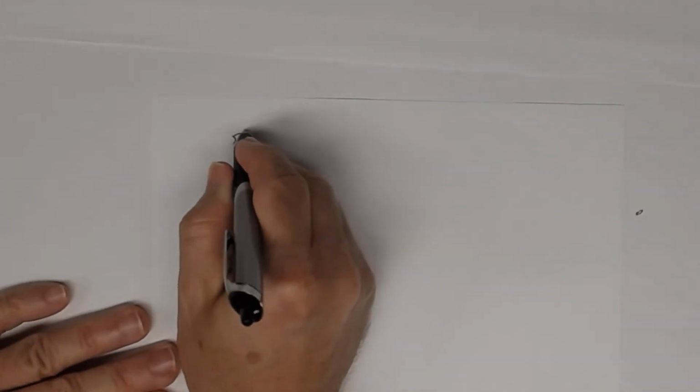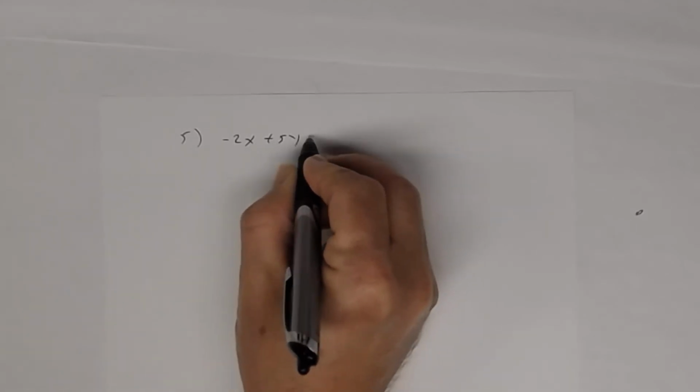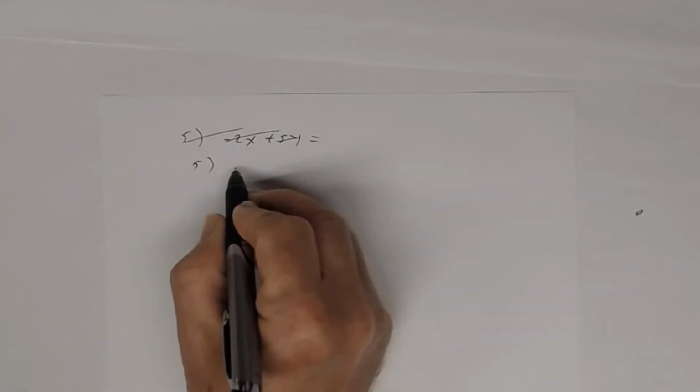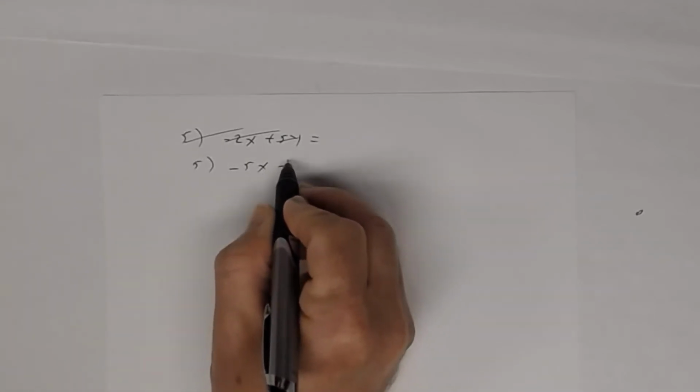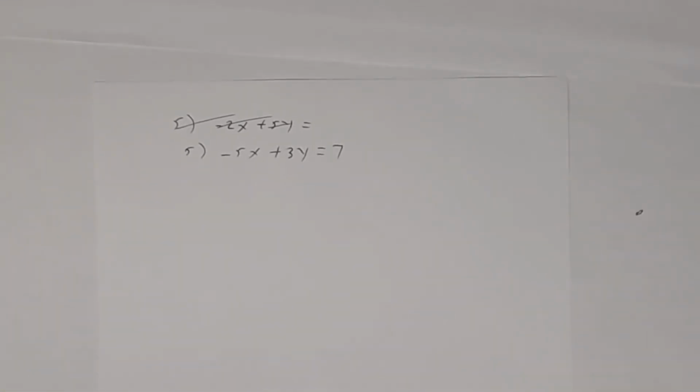Now, number 5, we have this in number 5. And listen to discussion with what I'm about to tell you in number 5. Okay, we have negative 2x plus 5y equal, I'm sorry, this is number 5, sorry. Negative 5x plus 3y equals 7. Okay, so just like we did before, we're going to get y by itself.